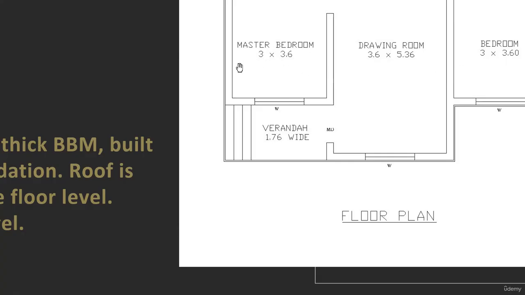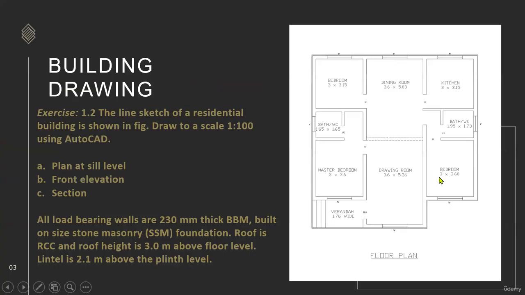So these dimensions, how to read this dimension or how to draw this dimension? 3 meter is the width of the room and 3.6 is the length of the room. And 3.6 here is the width of the room, 5.36 is the length of the room, and here 3 meter is the width of the room, 3.6 is the length of the room.